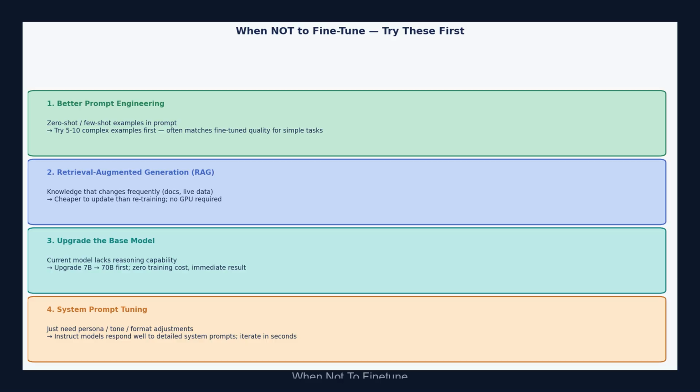Third, would a larger base model close the gap? Moving from a 7B to a 70B parameter model can deliver the reasoning capability you need without any training cost. Fourth, can system prompt tuning get you there? Adjusting persona, output format, and behavioral constraints in the system prompt is fast to iterate and often underestimated. Work through these 4 checks before opening a training script. Fine-tuning is powerful, but it's also the most expensive option on this list, and it's only the right choice when the cheaper options have genuinely run out of headroom.